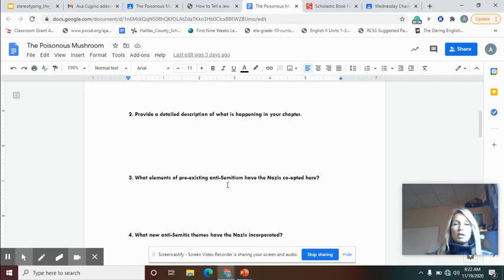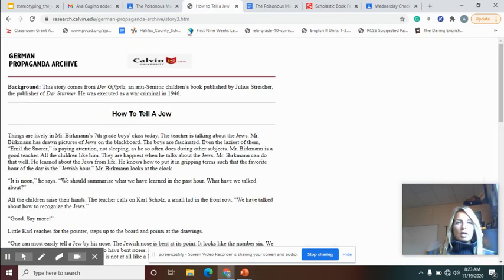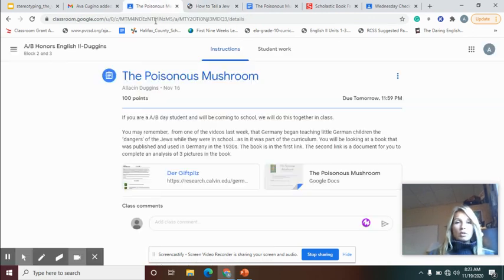And then number 4 is asking you how do they play off of that already existing stereotype and make it bigger, make it worse, make the Jews sound worse than people already thought they were. How are they making them that much more evil or dangerous or whatever it is? So when it says what new anti-Semitic themes have the Nazis incorporated, what new ideas have they forced upon the Jews? So those are how to answer those questions, and you pick 3 different stories to answer, and write about them in the document and turn them in. So I hope that explains more what to do for this particular assignment, and let me know if you have any questions.